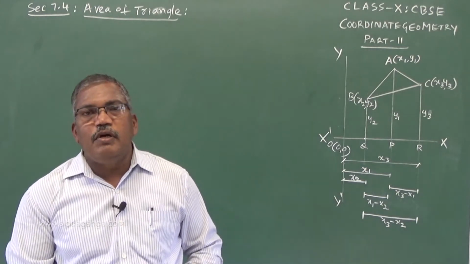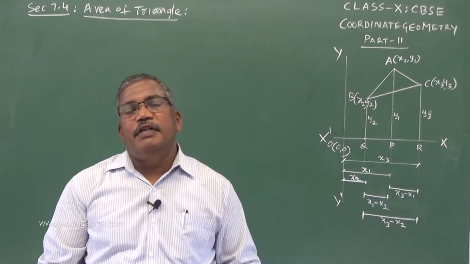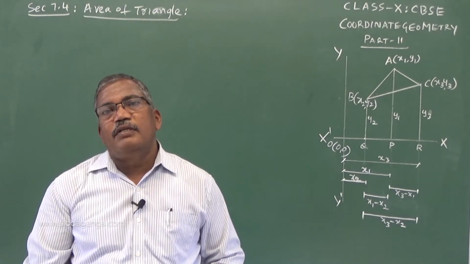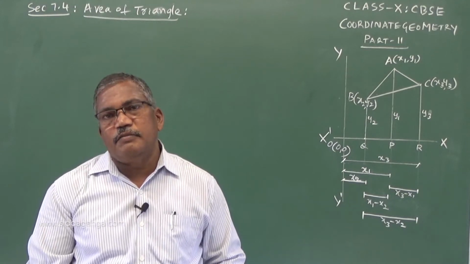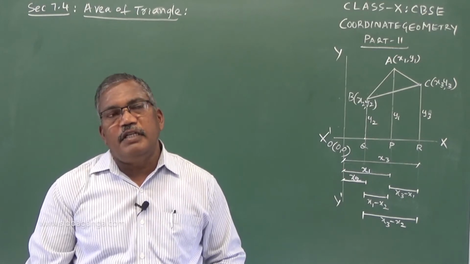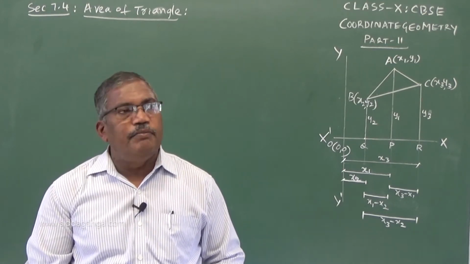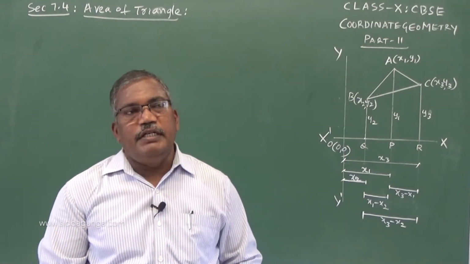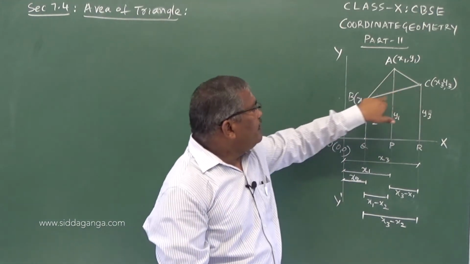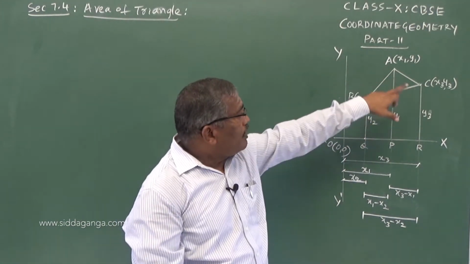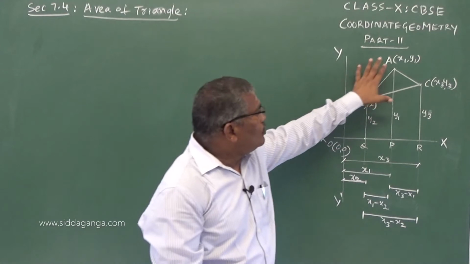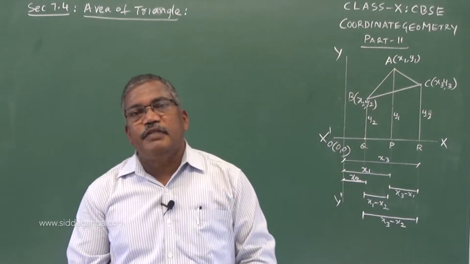And you also have studied Heron's formula, where the area of the triangle is the square root of s into s minus a, s minus b, s minus c, where s is the semi perimeter, that is s equals a plus b plus c by 2. Those things you have learnt. Here we will learn, if A, B, C are 3 points and their coordinates are given, how to find the area of the triangle using the coordinate values.